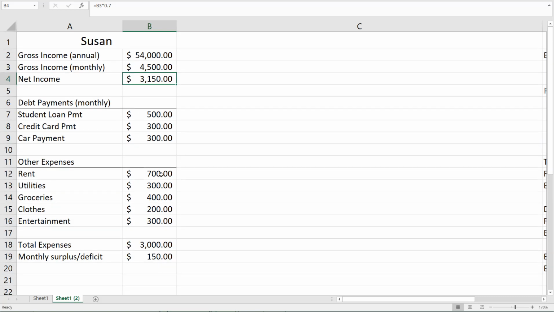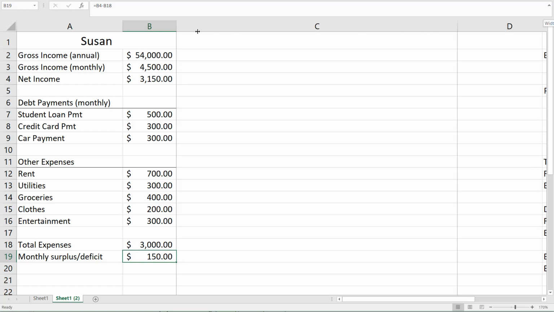And then looking at other expenses, she's currently renting an apartment for $700 a month. Pays about $300 in utilities every month. Groceries of $400. Clothes about $200 a month. And then general entertainment expenses $300 a month. That gets our total expenses to $3,000. Subtracting that out of net income, that's going to leave Susan with a surplus of about $150 a month. That's not a whole lot. It's cutting it pretty tight, but she's making do.